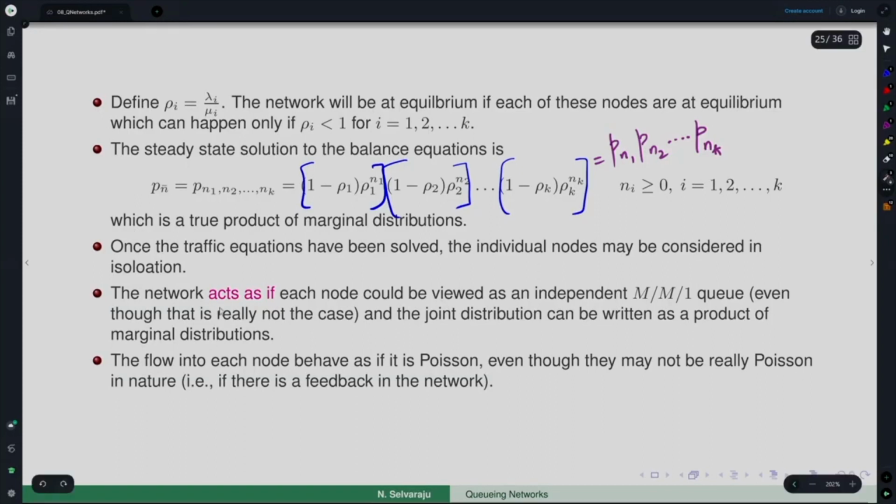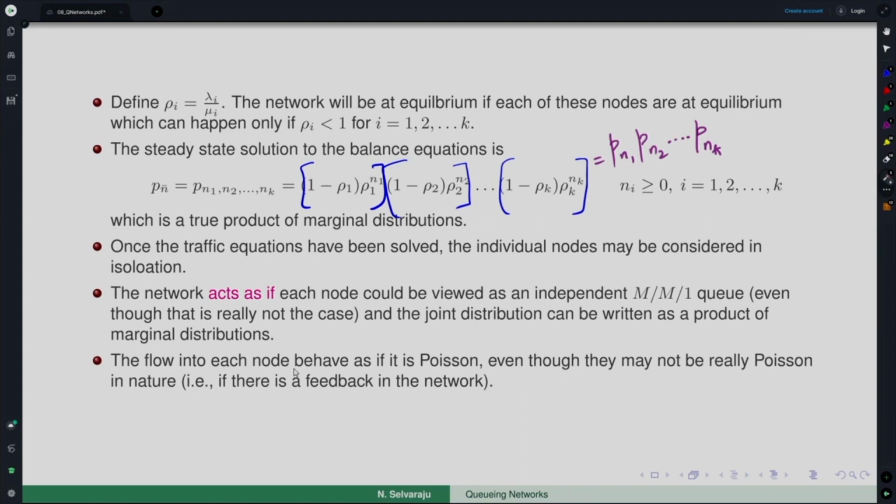The network acts as if each node were an independent M/M/1 queue, even though that is really not the case. Whereas in a series network they are really independent, here they can be viewed as independent, and the joint distribution can be written as a product of marginal distributions, as it turns out. The flow into each node behaves as if it is Poisson, even though it may not really be Poisson in nature. This is especially the case when there is feedback in the network.